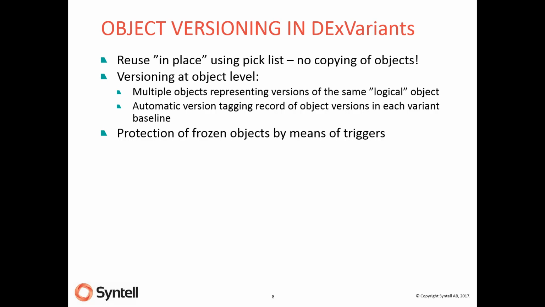A version tagging also shows in which variant baselines the object version is included. This tagging is automatically added when a variant specification is baselined. Finally, frozen objects, that is, objects that are part of a frozen variant baseline, are protected from update by means of a trigger.